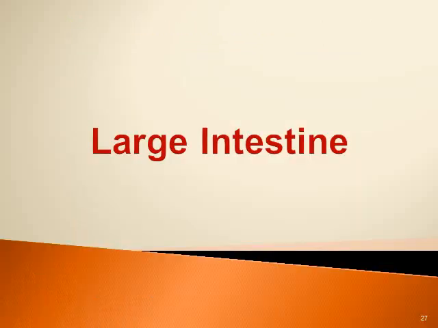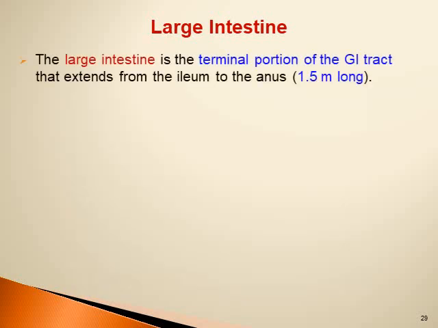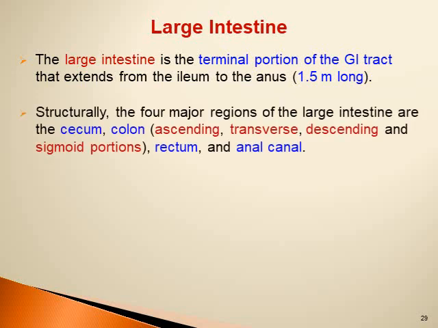Then we start with the large intestine. The large intestine is composed of several parts, as you studied in anatomy. The large intestine is the terminal portion of the GIT that extends from the ileum at the ileocecal valve to the anus. It has a length of about 1.5 meters.